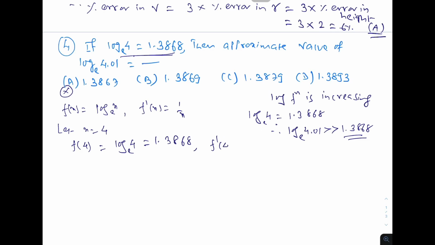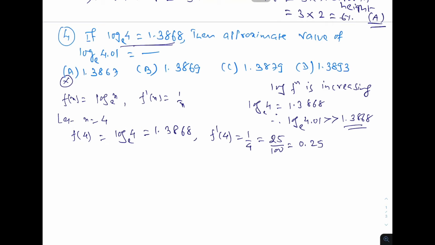Now f dash 4 is 1 by 4, and 1 by 4 you can consider as 25 by 100, so 0.25.